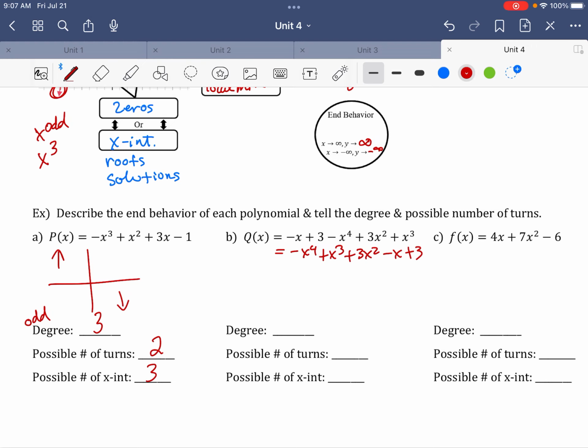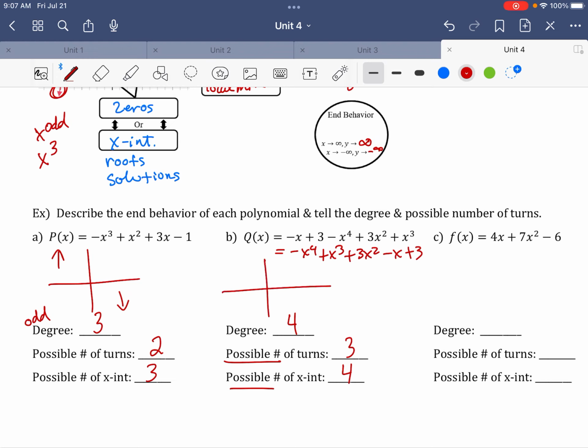You don't really have to do that, but it's nice because then you can see that first term right there for you to get all your answers from. So degree is 4. That means there are possibly 4 x-intercepts. So there could be up to 3 turns. These are possible because it's up to that many. This is the most number of turns and the most number of x-intercepts I'm going to see.